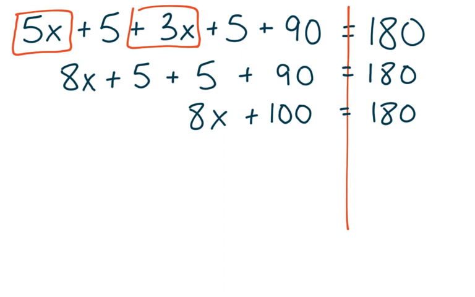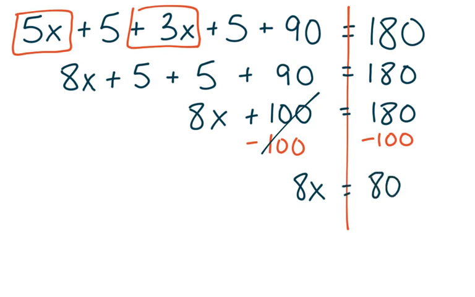At this point I have a two-step equation. And remember, my goal is to get rid of everything around the x using inverse operations. I need to get to the x. So I need to get rid of that positive 100. How do you get rid of a plus 100? You need to subtract 100. And if you do it to one side, you got to do it to the other. So on this side of the equation, that makes 0. It's gone now. Now we just have 8x over here. And on this side, 180 minus 100 is just 80. Now it's just a one-step equation.